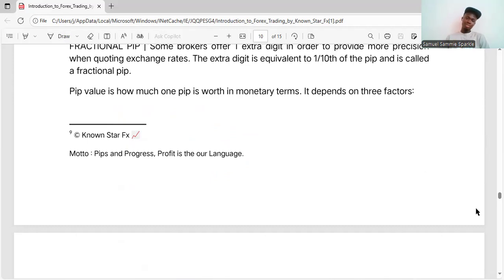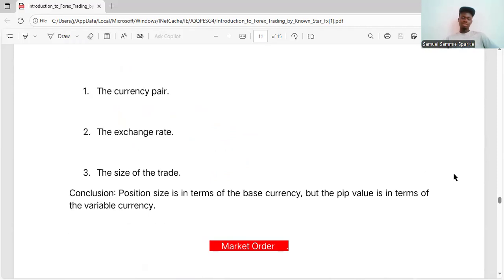So that's what pip value is simply talking about. And to know how much it is worth, it depends on three main factors. And what are the main factors that determine that? We have the currency pair, that's the first one. We have the exchange rate, and we have the size of the trade.